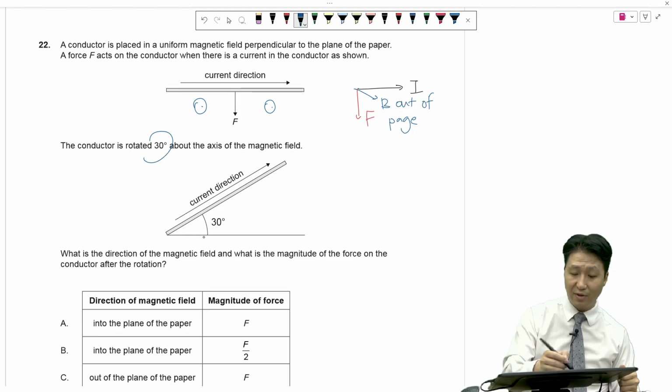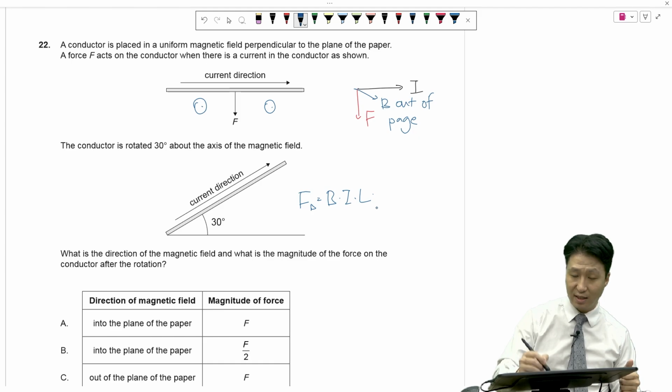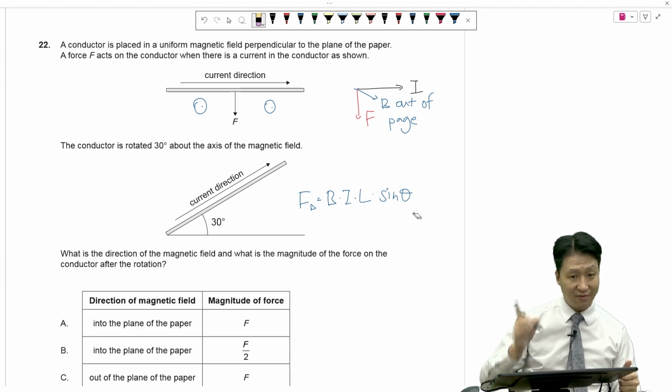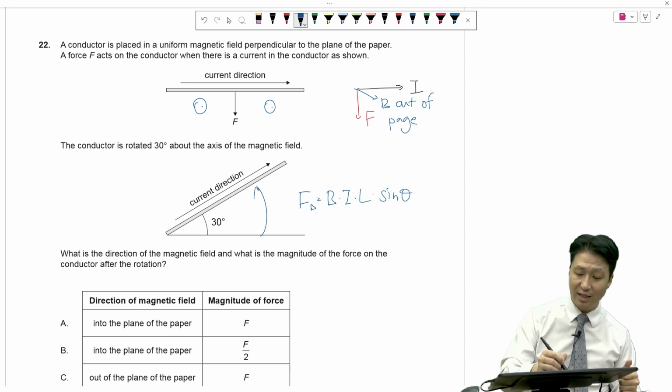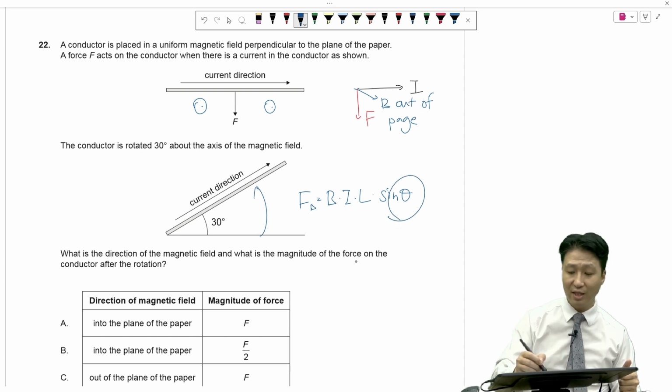Now, if you rotate it about it, remember what the force due to current is? It's magnetic force, magnetic field, times current, times the length of the wire, times sine of the angle. And the sine of the angle is the angle between the magnetic field and the current. Rotating it like this about the axis of the magnetic field is not going to change the angle. The angle is still the same. The magnetic field is still the same, the current is the same, and the length is the same. The force will not change.